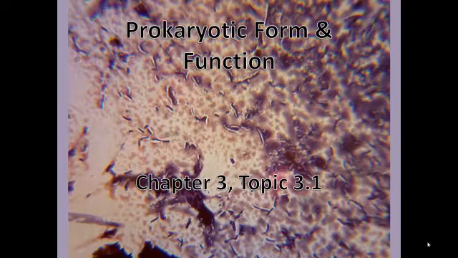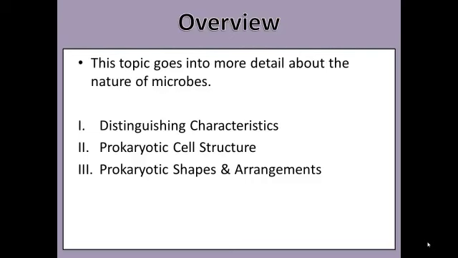Prokaryotic Form and Function, Chapter 3, Topic 3.1. In overview, this topic goes into more detail about the nature of microbes as compared to what we went over in Chapter 1. We're going to talk about the distinguishing characteristics, prokaryotic cell structure, and prokaryotic shapes and arrangements.